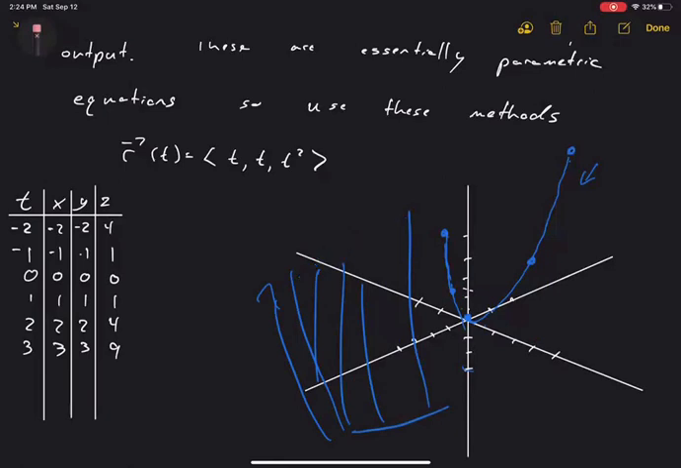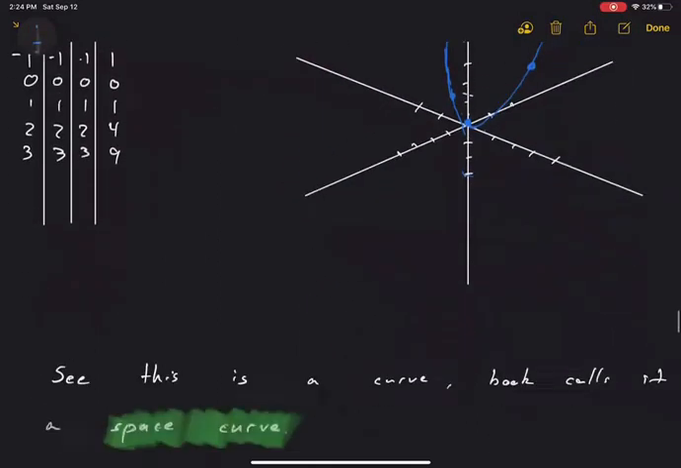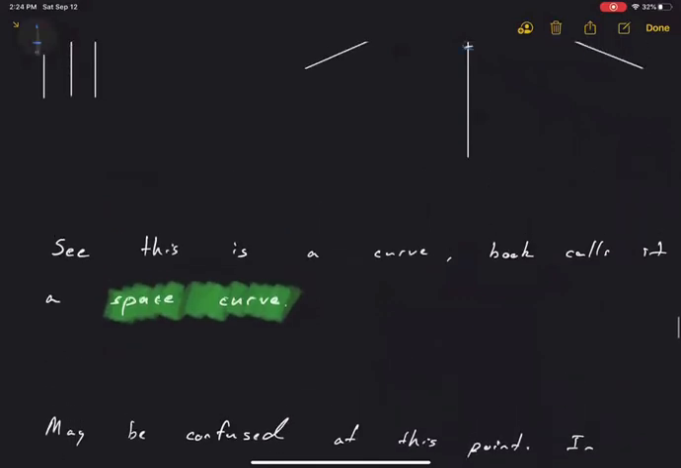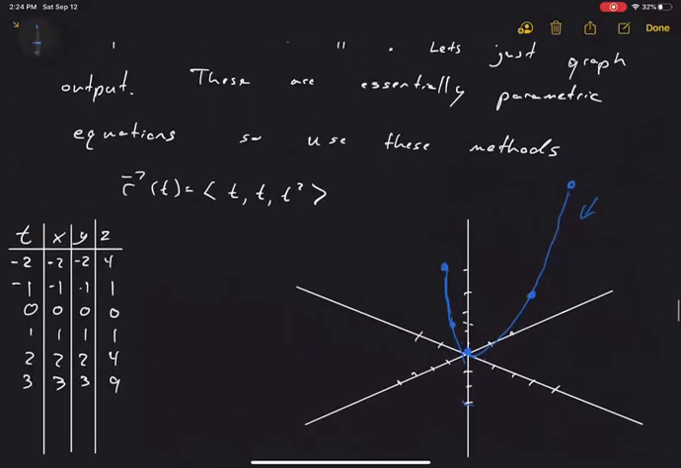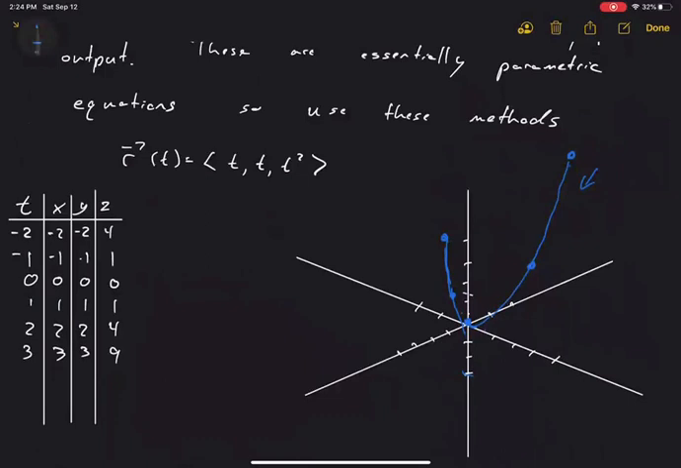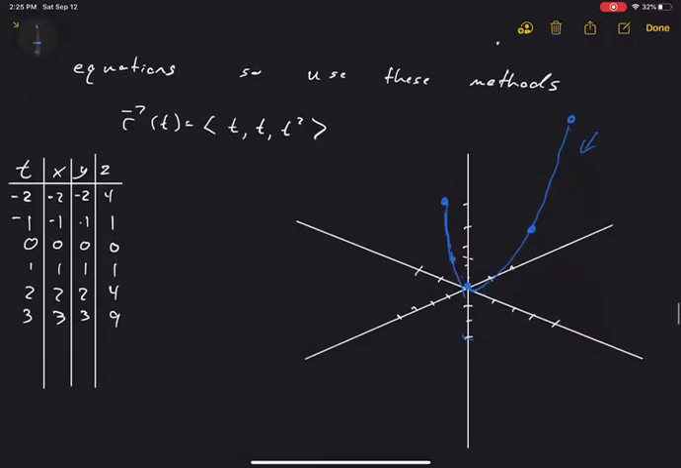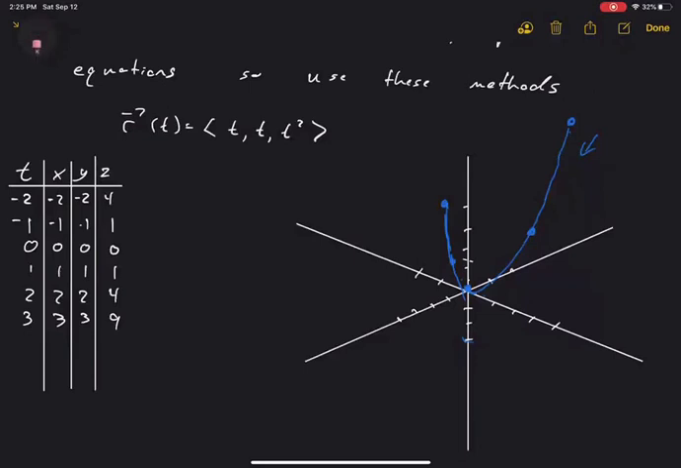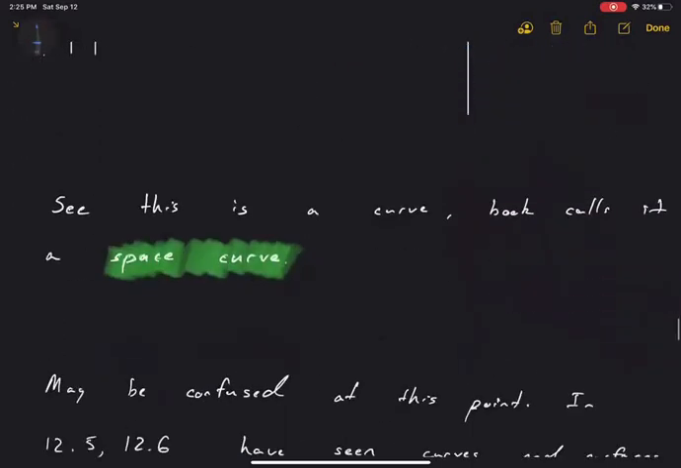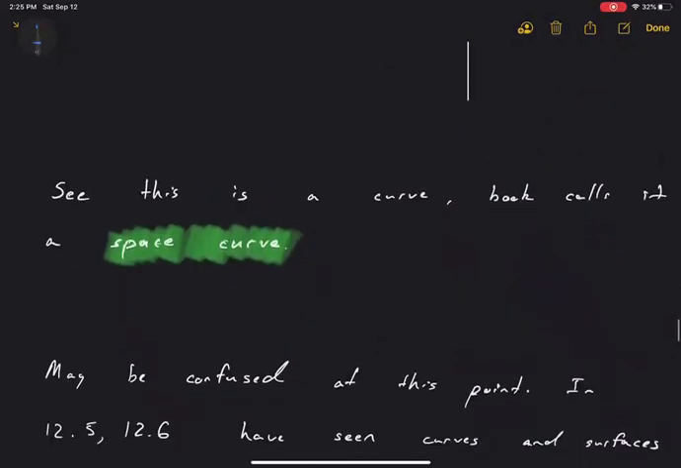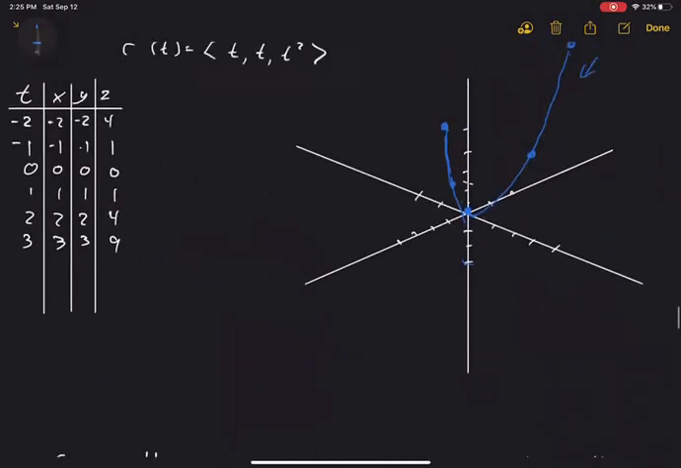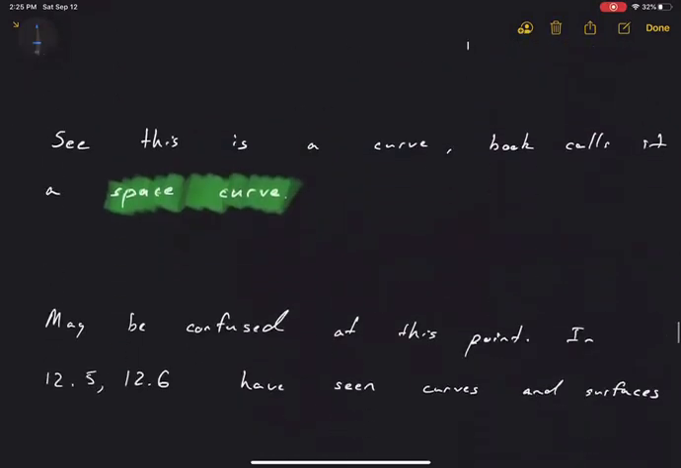So why do some things in R3 have two dimensions and some things like this have one dimension? We're going to talk about that. Just real quick, some more terminology. This vector valued function gives us this curve in R3, and the book makes the distinction of calling it a space curve, for whatever reasons. I think the term space is a little unnecessary. It's just a curve in R3.